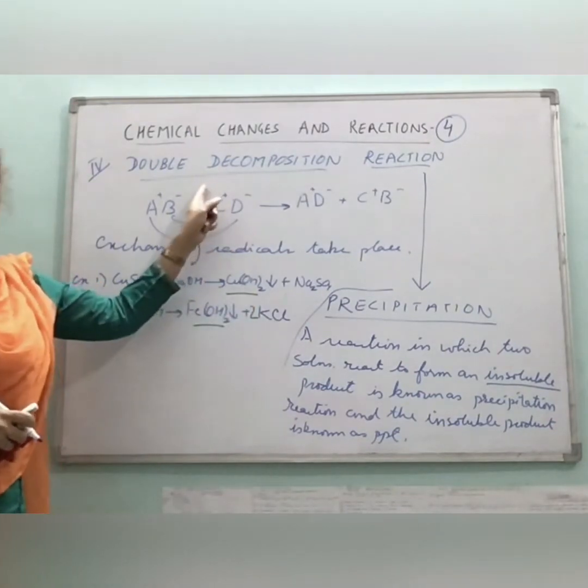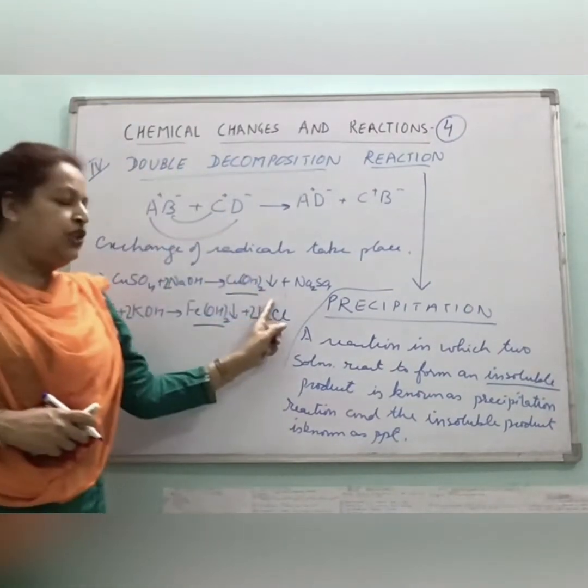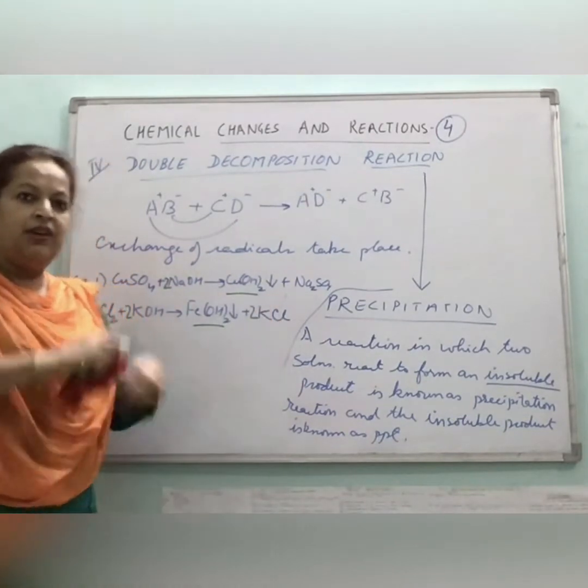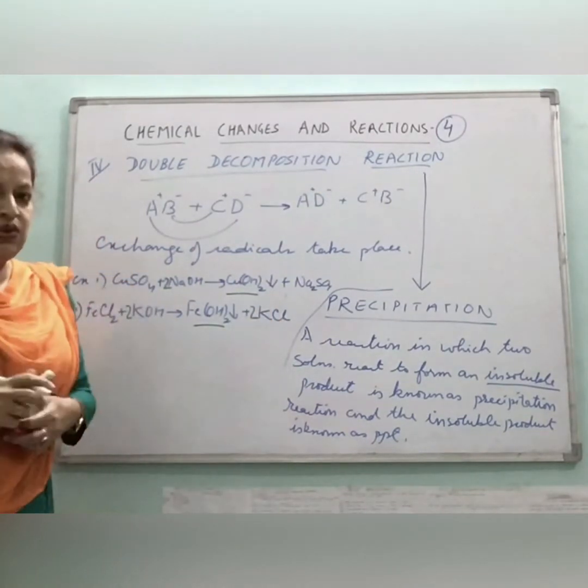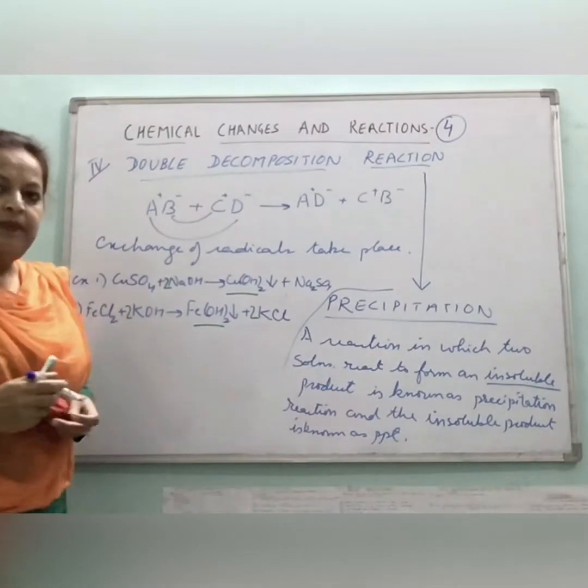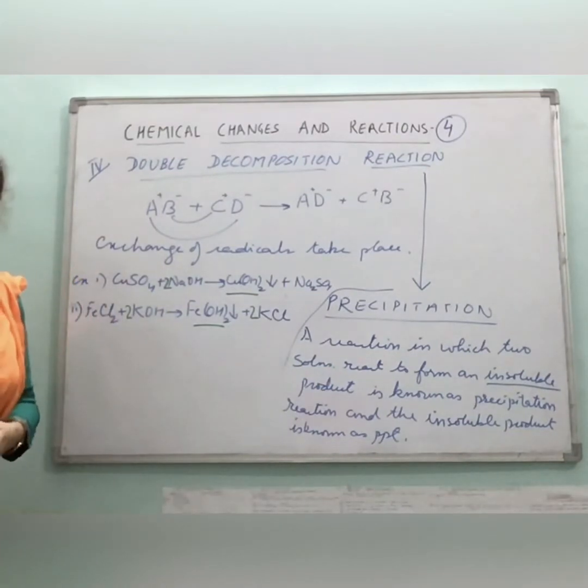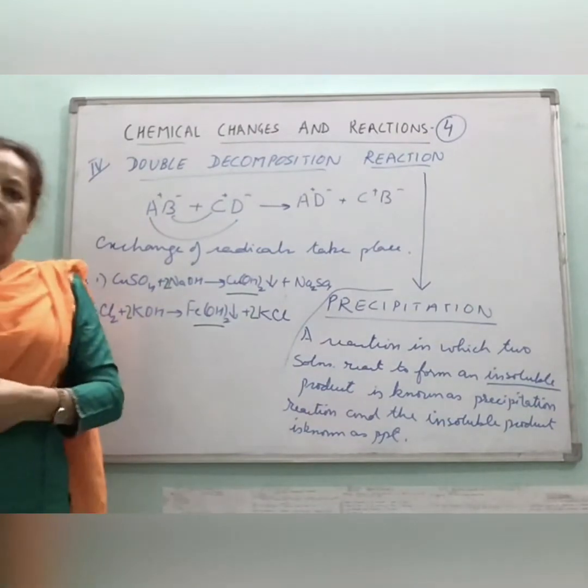So for double decomposition to take place, something insoluble should be formed on the product side when two solutions are mixed. I'll try to show one experiment on this also, and you will see the formation of the precipitate, right? Okay.